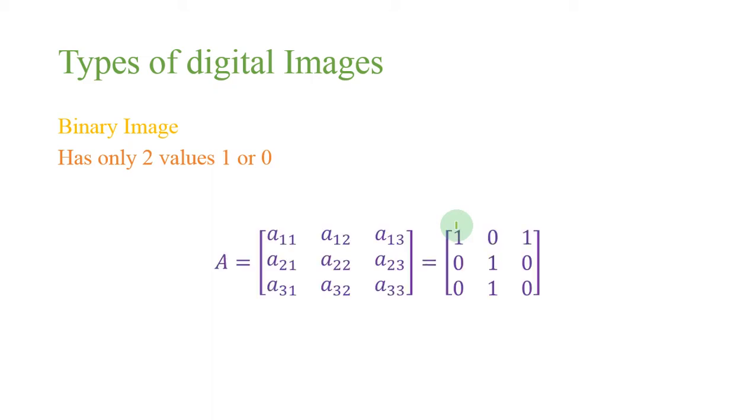Types of digital images. Binary image. A binary image has only two values, either 0 or 1. 0 corresponds to black color and 1 corresponds to white color. So a binary image can also be called a black and white image. Here is an example of a 3x3 binary image. Here the pixel value is 1, which corresponds to white color. Here the pixel value is 0, which corresponds to black color.